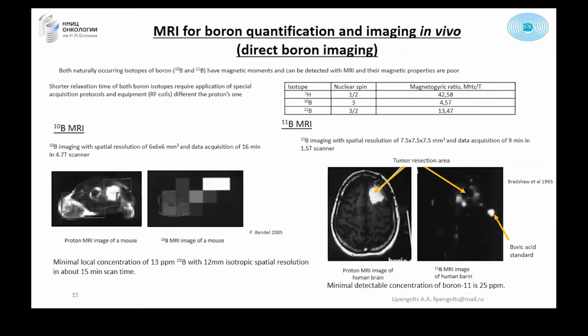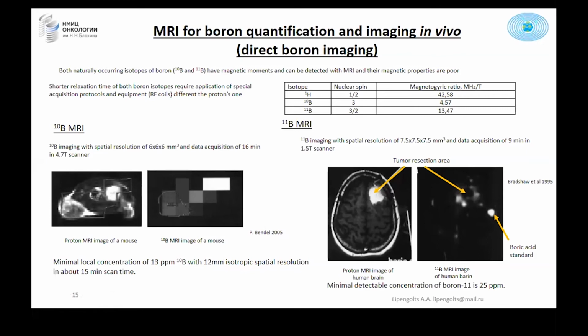Boron has two stable isotopes, boron-10 and boron-11, and they both have magnetic moments, and in theory can be used for MRI. You can see in the table their spin value and magnetic gyromagnetic ratio, and comparing to hydrogen, they are, let's say, worse. Especially their magnetic gyromagnetic ratio is very low.